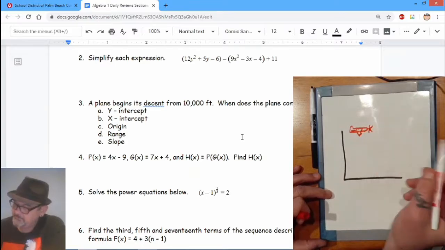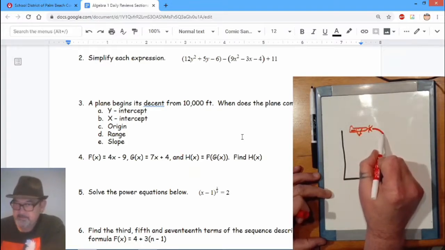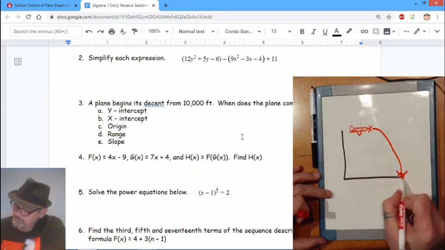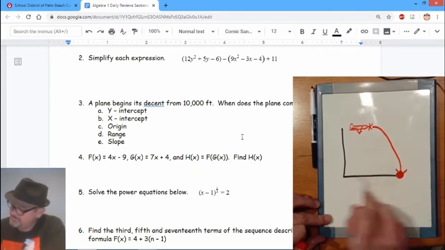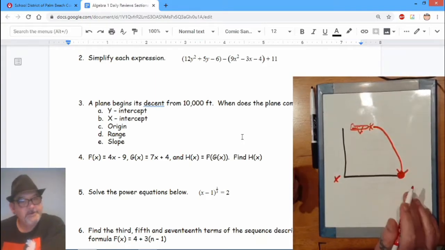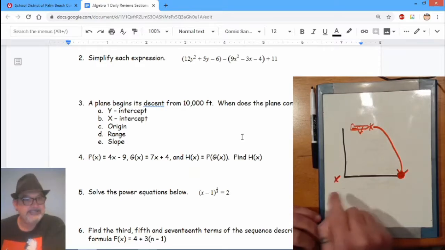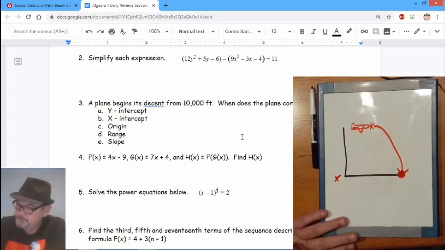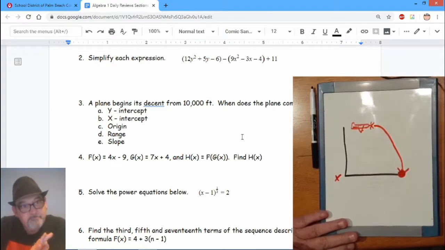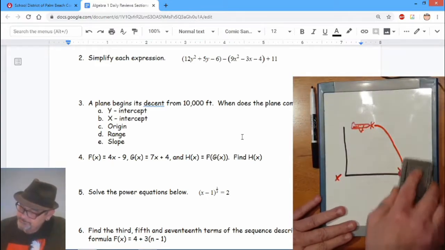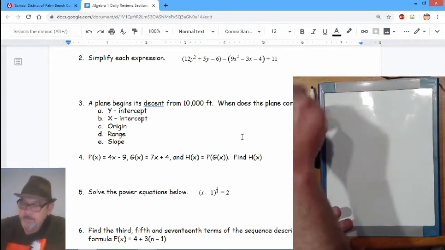Here's a plane, 10,000 feet. When it finally descends or completes its descent, it's going to be on the ground here. And when it hits this line, this is my x-axis, that dot is the x-intercept. So it completes its descent at the x-intercept is what they were asking for. But it was a poorly written question. Not nearly as poorly written as my plane is poorly drawn. I'm embarrassed. Pretty bad.